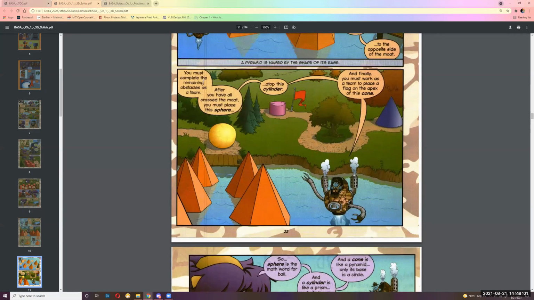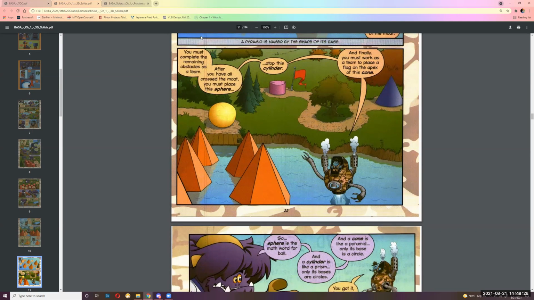You must complete the remaining obstacles as a team. After you have all crossed the moat, you must place the sphere atop the cylinder. And finally, you must work as a team to place a flag on the apex of this cone.